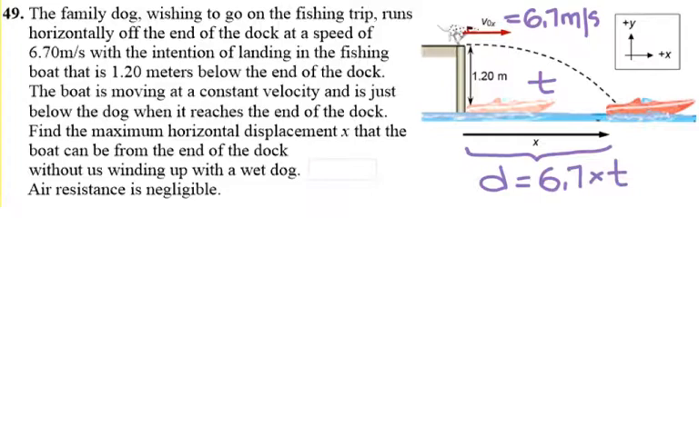So we will do this. The height is given, vertical. Horizontal motion is independent of the vertical motion. I don't look at his velocity right now. I don't care about the velocity of the dog. What I do care about is the vertical motion.